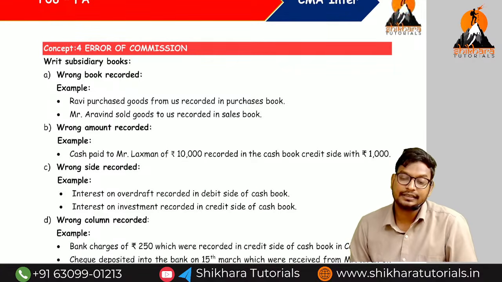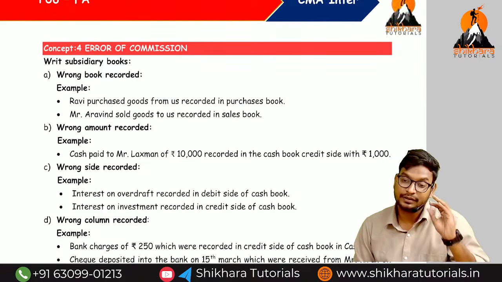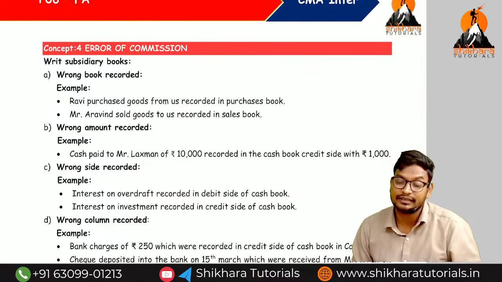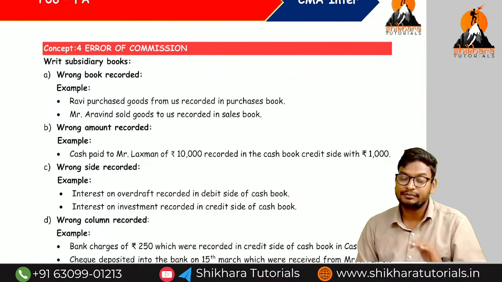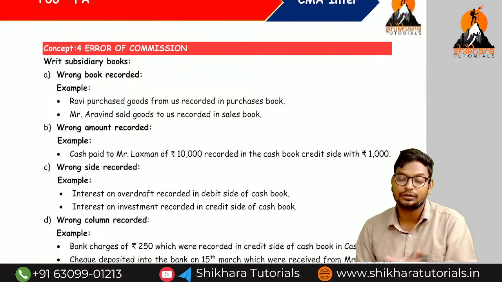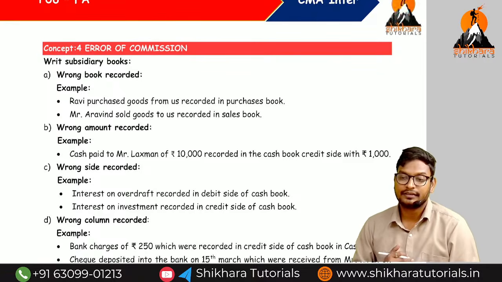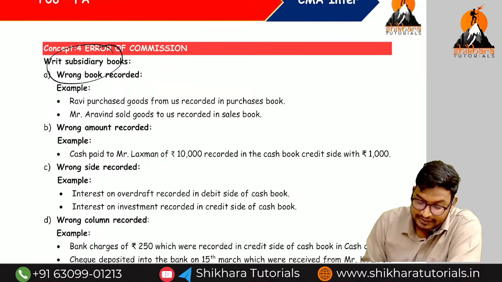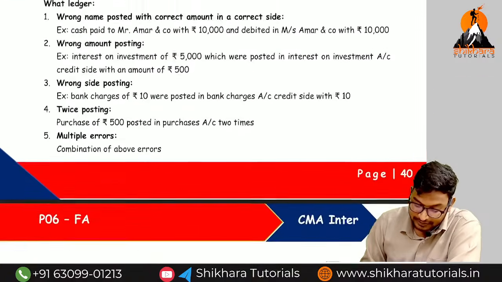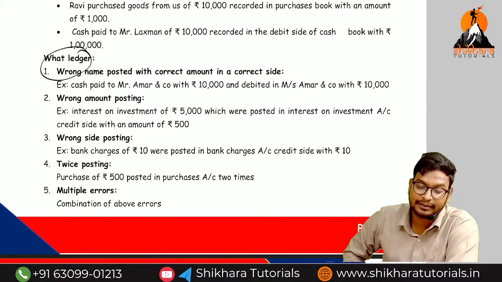If you observe the scenario, the error of principal will happen only in stage 1. What is stage 1, ma'am? Recording stage. But the error of commission may happen in stage 1 or 2, recording or posting. Certain types of errors occur in the recording, that is, in subsidiary books. And the second part is, what, ma'am? In the ledger. With respect to the ledger, they find certain types of errors.